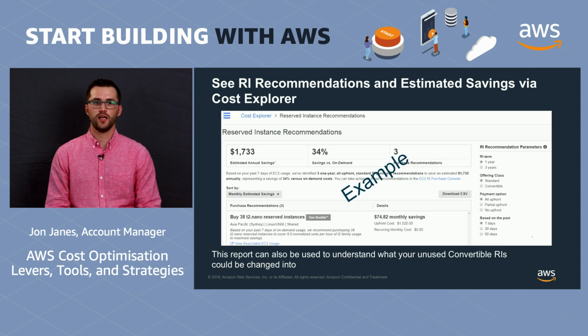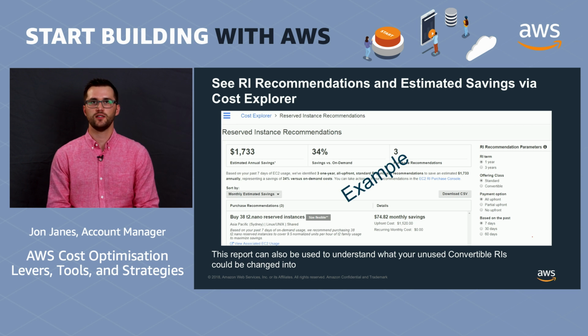And if you select into that, you'll see a recommendation explorer, such as the one I have here, with the various different parameters that we discussed. So you can select the term that you want, the standard or convertible offering class that you want, the payment option, and then how you want to look at historical data for your recommendation. And upon selecting those parameters, you can see exactly how much you would save if you were to execute particular reserved instances on your account.